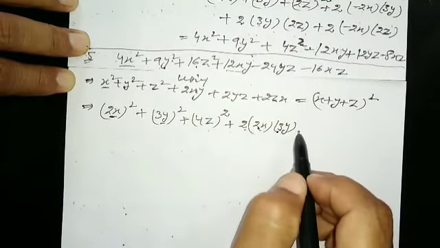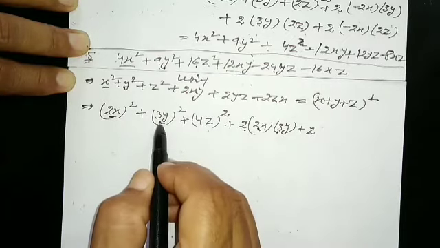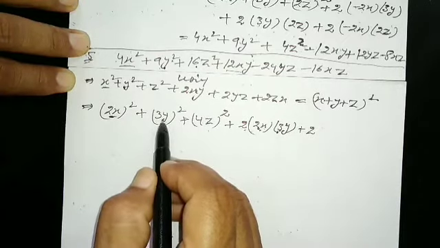Right? Plus 2 into second into third. What is second? Second is 3y.